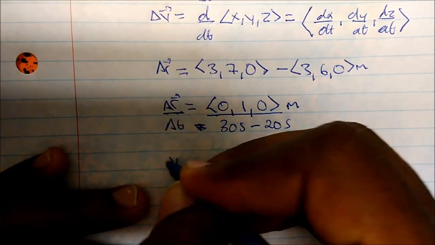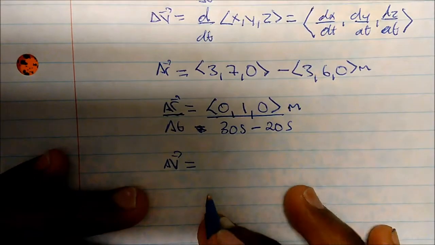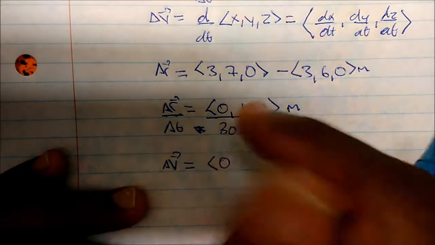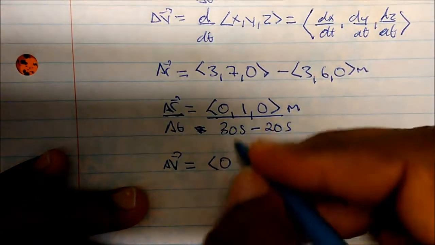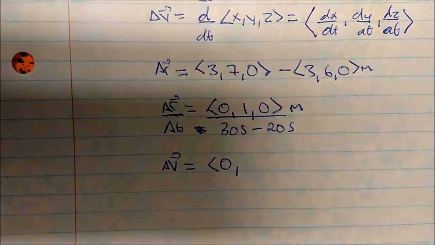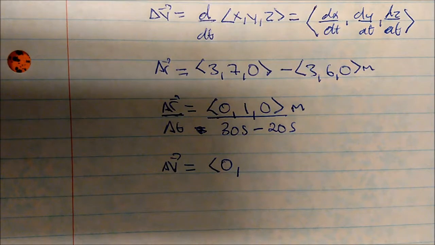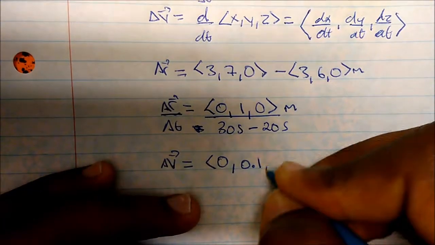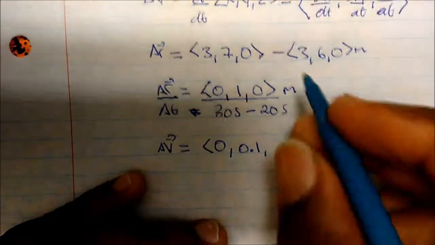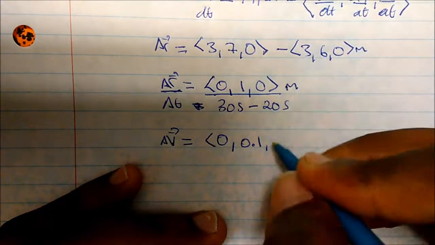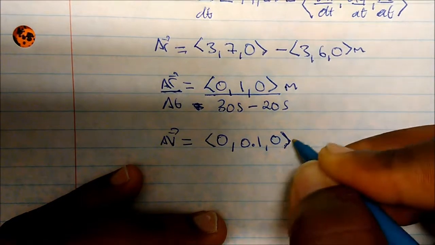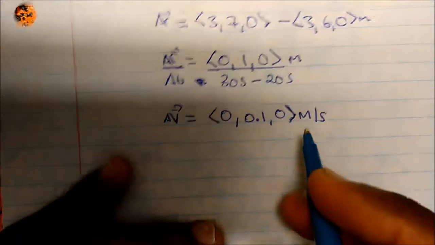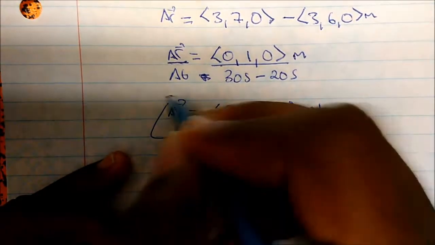So the average velocity will be, well, 30 minus 20 is 10. So 0 divided by 10 is 0. And if we divide 1 by 10, we get 0.1. And then 0 divided by 10 is 0. So this will be my velocity in meters per second. Notice I'm dividing meters by seconds. So this will be my velocity as a vector, in meters per second.